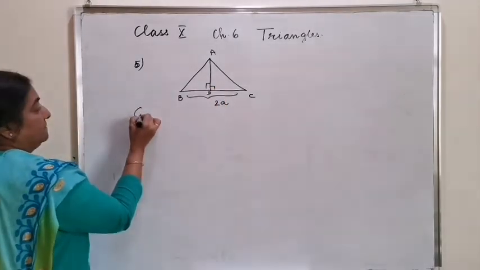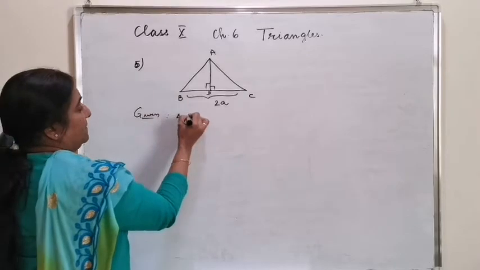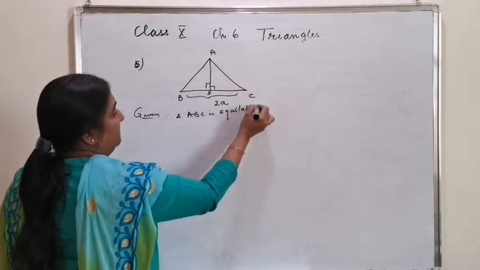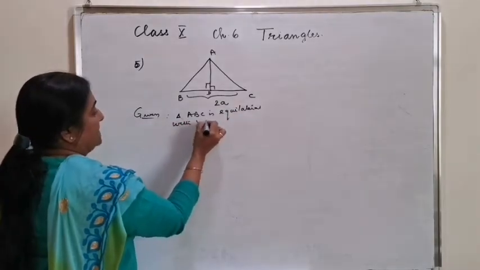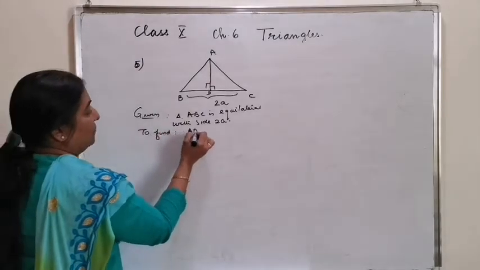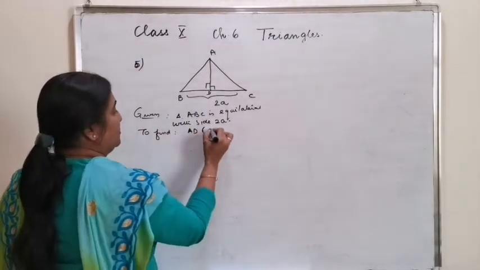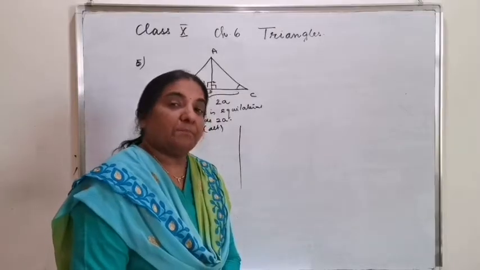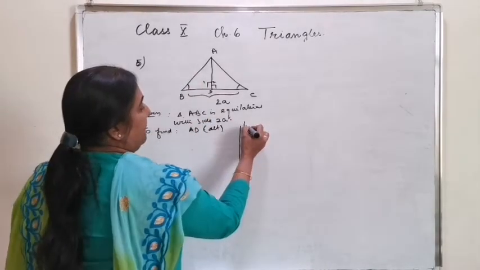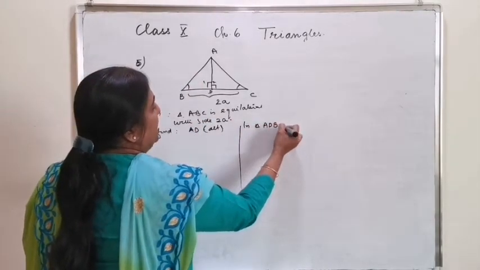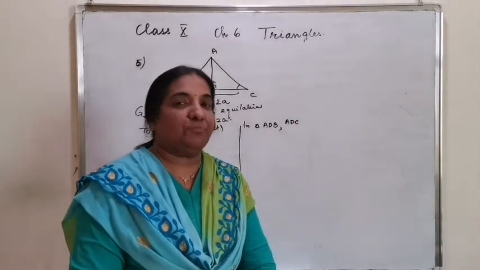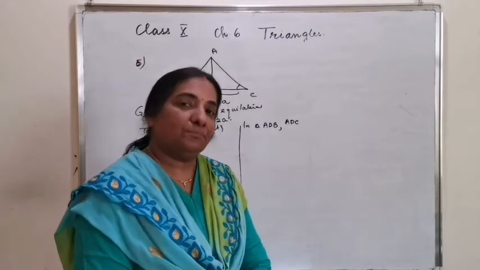Now, given triangle ABC is equilateral with side 2A, what is to find is the length of AD, the altitude. Before proving it, let us prove that the triangles ADB and ADC are congruent, by which we can derive a property which is useful for this proof.